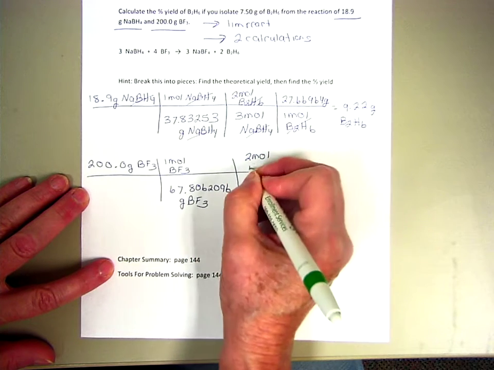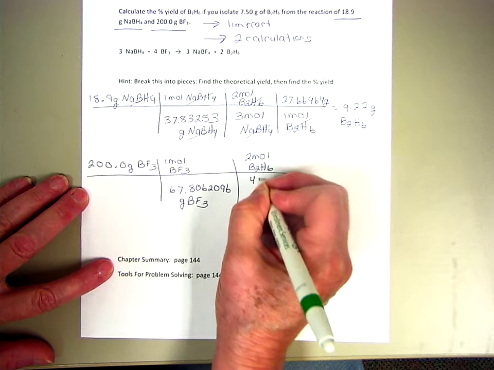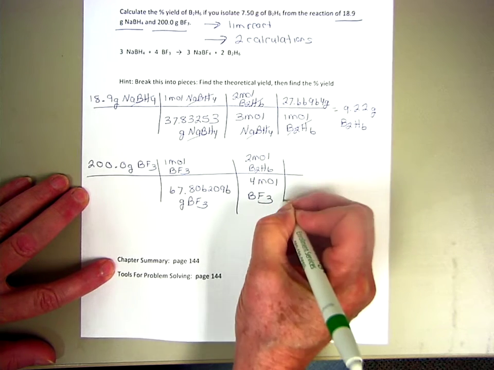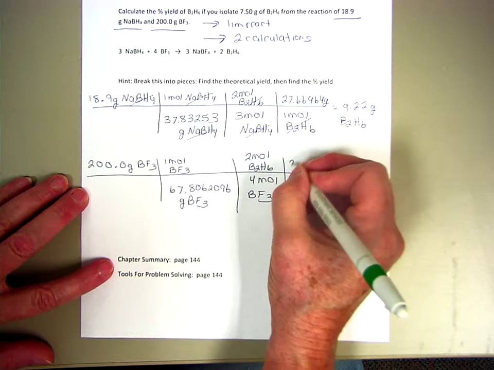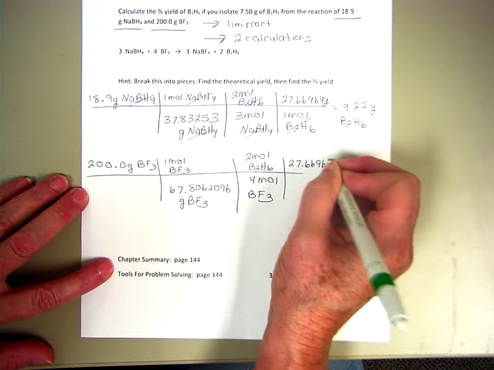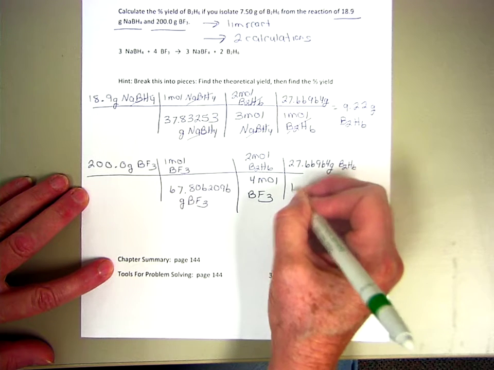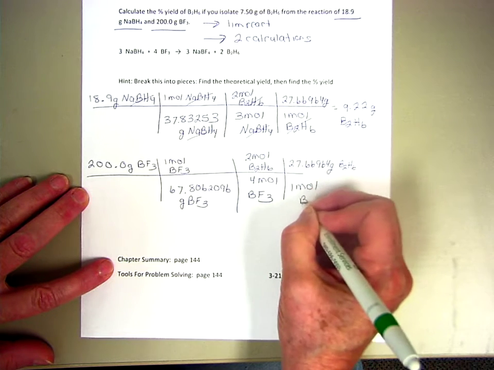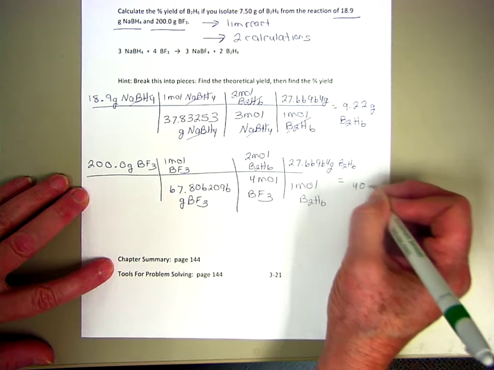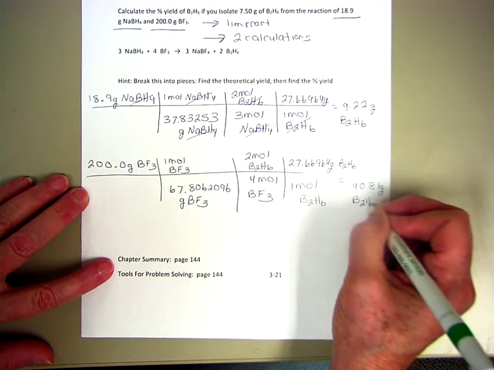Now looking at my ratio from the balanced equation, 2 moles of B2H6 is 4 moles of boron trifluoride. And again, looking at the molar mass, 27.66964 grams of B2H6 is 1 mole. So I would get 40.81 grams if I used up all of the boron trifluoride.